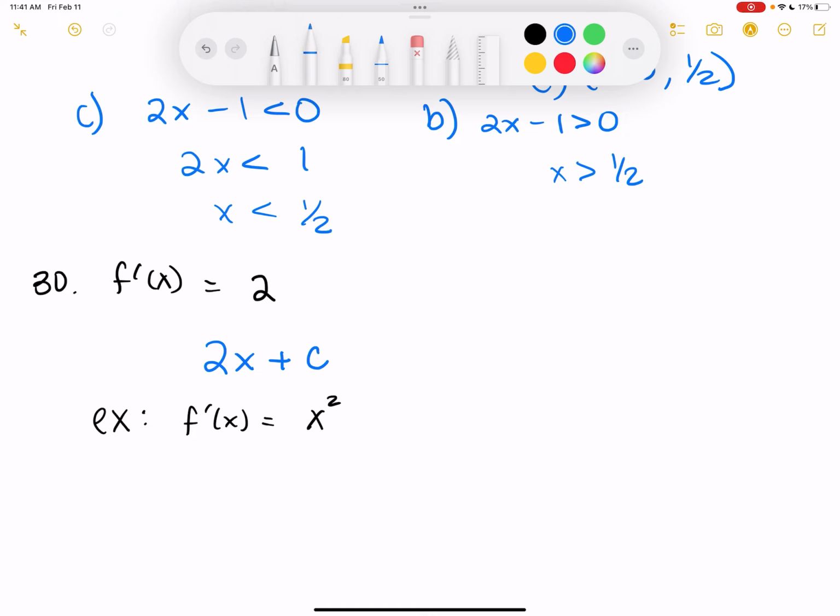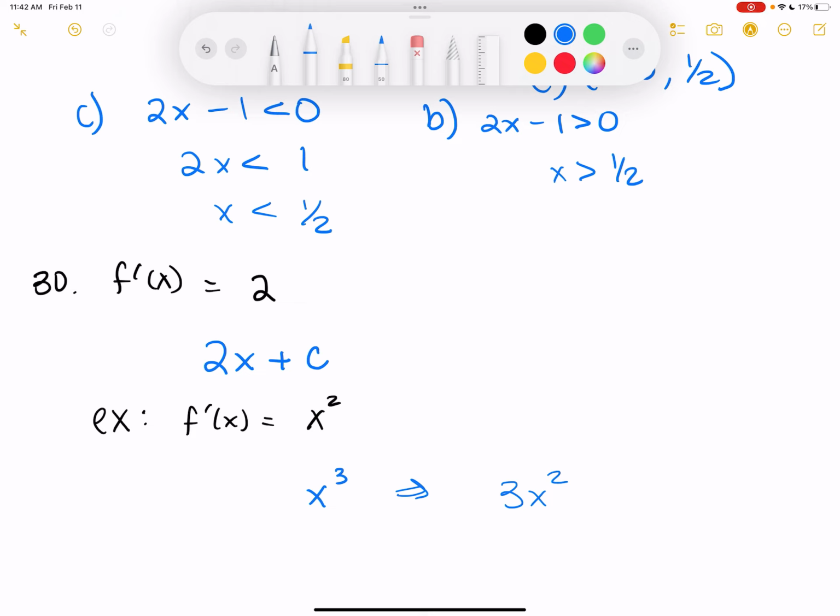Like if I told you this is your function, take the derivative, and you got x squared, what would you have taken the derivative of to get x squared? Like what power would the x have had? So that would have been an x cubed. It would have been thrown out to the front, so when we took the derivative, that would have given us 3x squared.